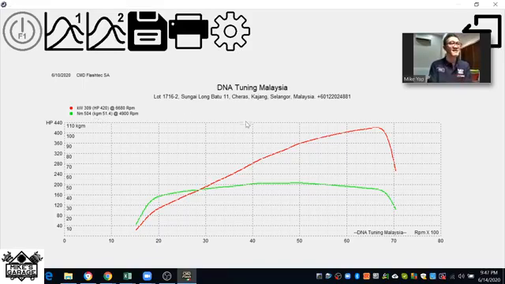As you can see, with this supercharged engine, the torque is really flat throughout the rev band. Really good throughout the rev band. Let's see if we got any more questions.